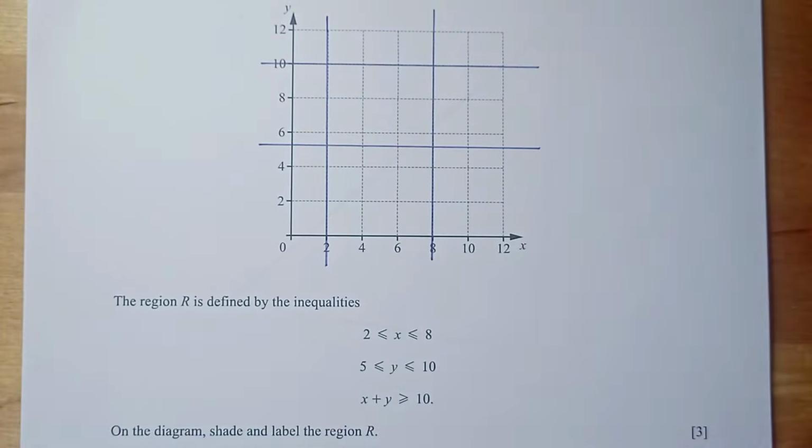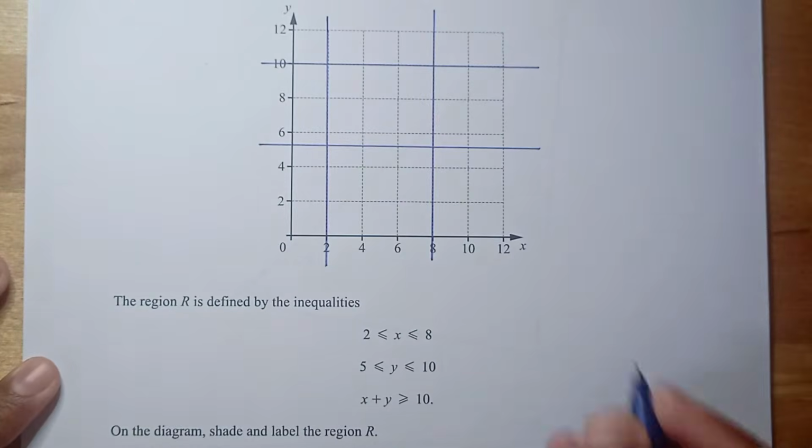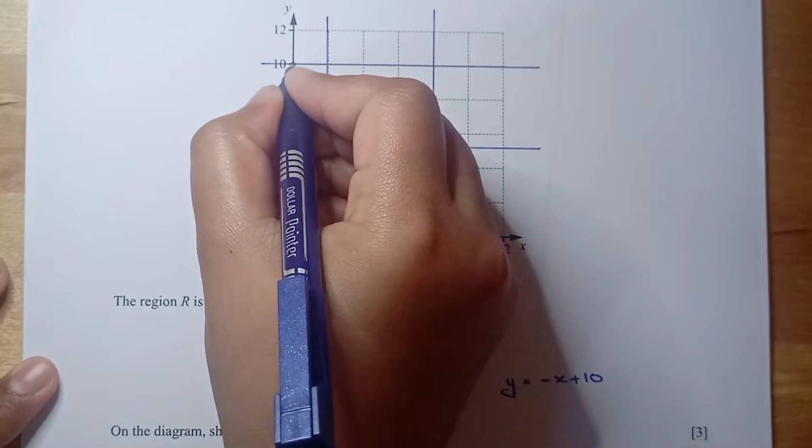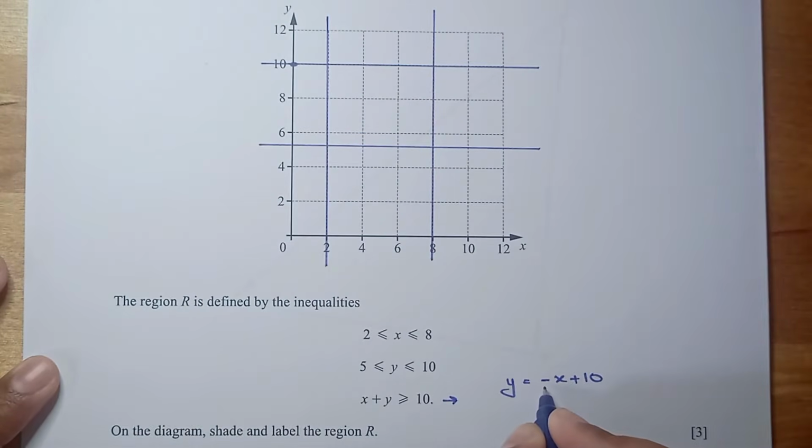Okay, and the last is x plus y is greater than or equal to 10. If I rewrite it, y is equal to minus x plus 10. So 10 is the y-intercept, right? And the slope is minus 1. Slope is rise over run, so that is minus 1 by 1.